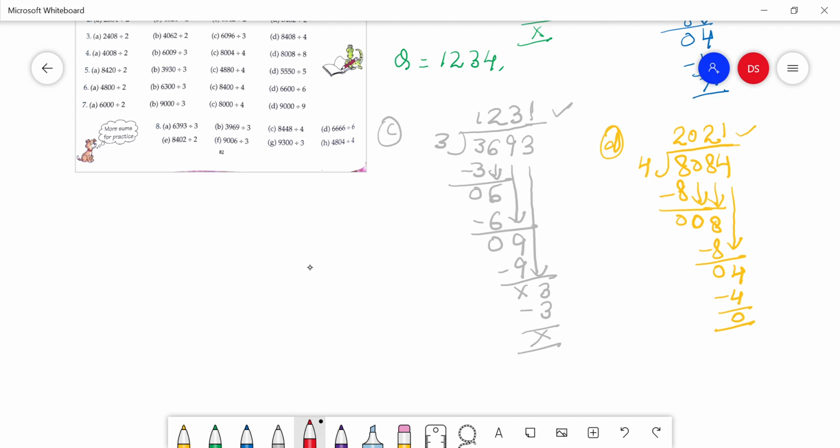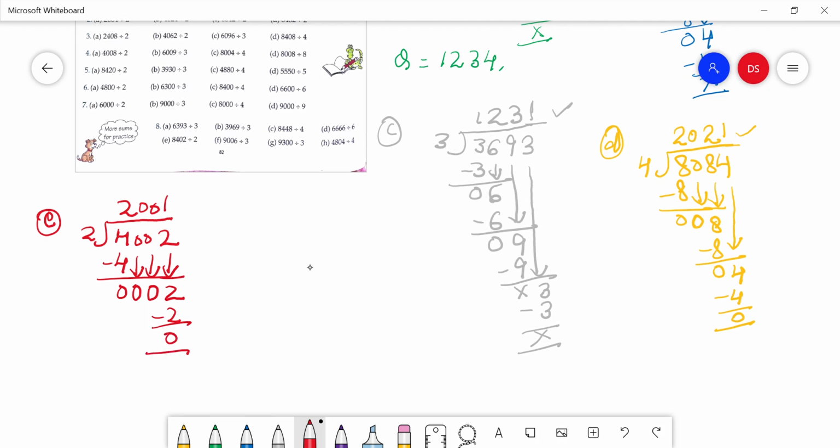Now we will move to the next part, that is E part of question number 1. The sum is 4002. The divisor is 2. 2 twos are 4. 4 minus 4 is 0. We will take 0 to the quotient place. Next digit is also 0. Take 0. Now we have 2 to divide. 2 ones are 2. The quotient is 2001.